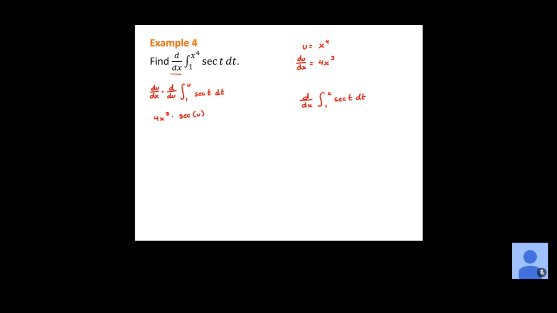Because we're taking the derivative of an integral whose upper limit is a variable, as long as you're taking the derivative with respect to the same variable that's up there, the first part of the fundamental theorem says we can just substitute that variable into our function on the inside. Now, the last step, we just need to substitute that u value back in to get everything in terms of x. So we have 4x cubed times the secant of x to the fourth, and there's our answer. Any questions on how we got that?